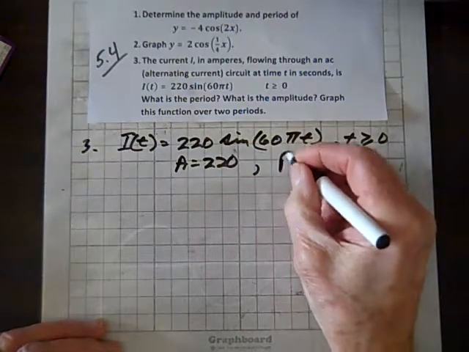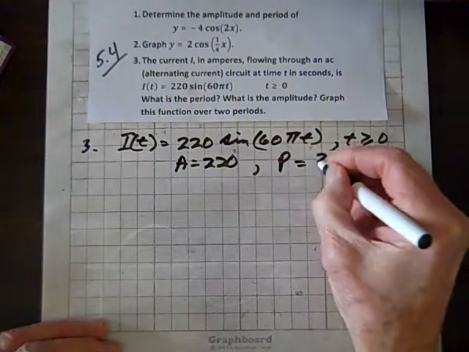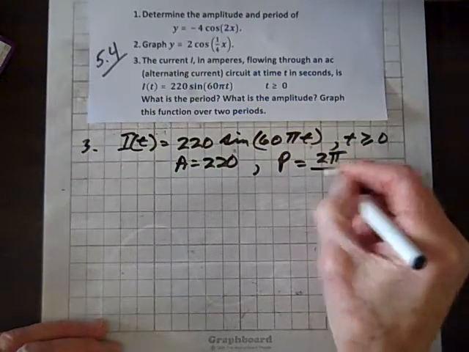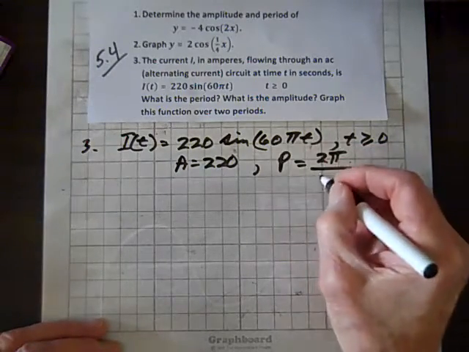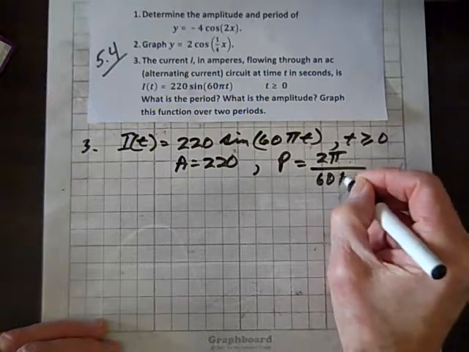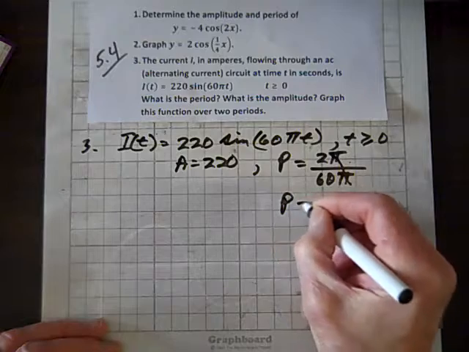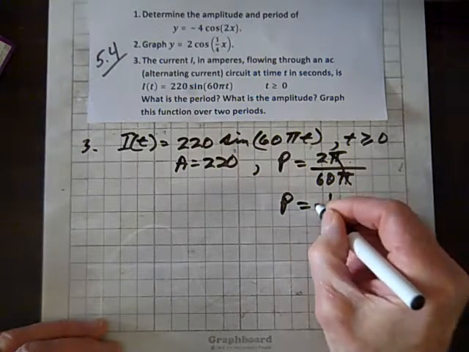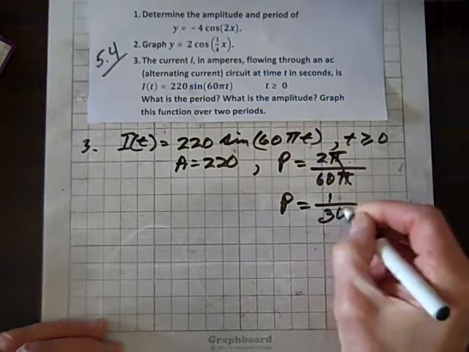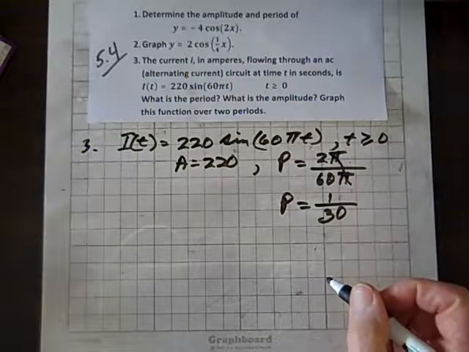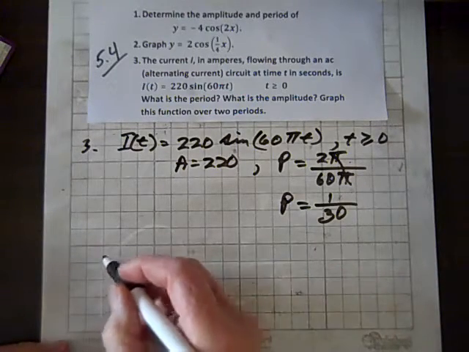And the period is going to equal 2 pi divided by whatever's in the b position, and that's 60 pi. And the pi's divide out, and 2 goes into 60 30 times. So the period is 1/30. Now we've got to graph that over 2 periods. Okay.